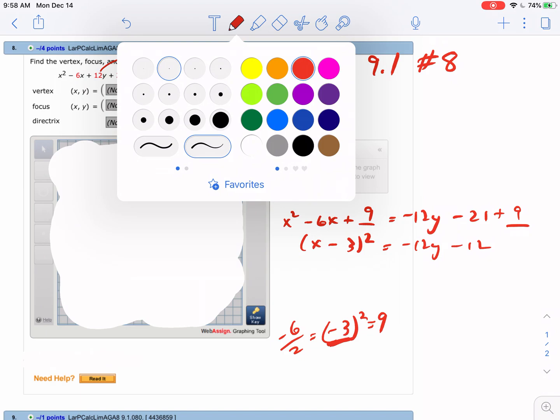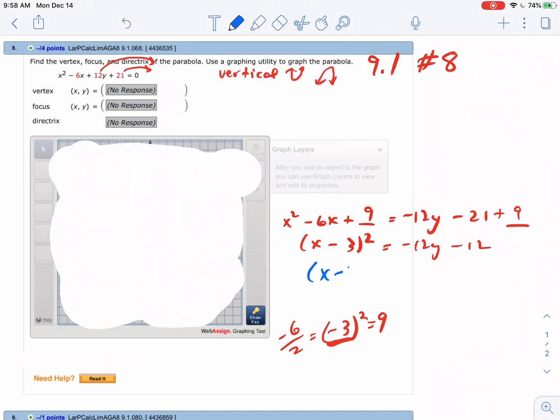So our final answer for the standard form would be x minus 3 squared equals. I'm going to factor the negative 12 out, so be careful. If I take the negative 12 away from the first term, I get just a positive y, and negative 12 divided by negative 12 would leave me with positive 1. So when you do that factoring out, just be careful, divide both of those terms by negative 12. Now, 4p is negative 12. So when you divide both sides by 4, I'm going to get a p-value that's negative 3.